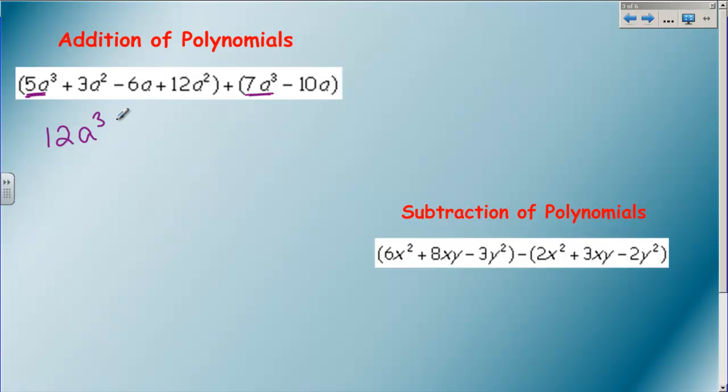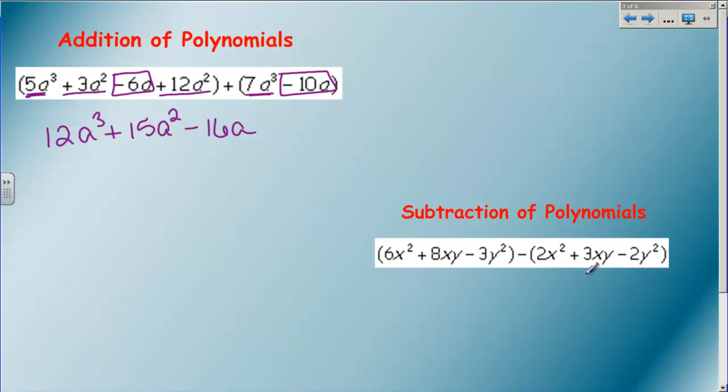This is not a multiplication problem. Do not get the 2 confused. You just add the coefficients, keep everything else the same. So I'm just totaling up how many I have. Now there are no more a squareds present over here for me to add with, but there is one here. So I've got plus 3a squared plus 12a squared, and I can put those 2 like terms together because they are the same. So 3 plus 12 is 15, so I have plus 15a squared. And then I can do my a's. I have minus 6a plus negative 10a, and when you add those 2 negatives, you end up with negative 16a. So I've just added the polynomials together, and I did that by combining like terms, which is not a new concept at all.